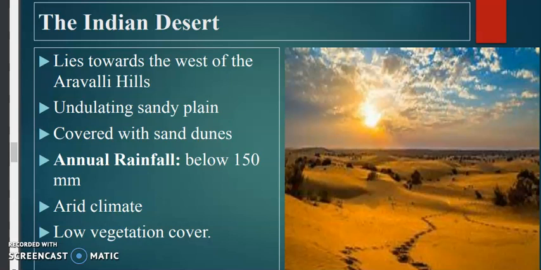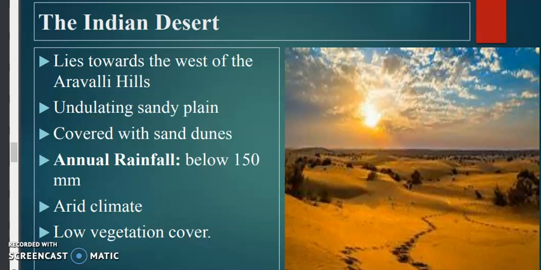The Indian desert is totally made of sandy plain, undulating sandy plain. If you see the soil of the Indian desert, it is sandy soil only. The entire Indian desert is covered with sand dunes. Now what are sand dunes? Sand dunes are small hills which are formed by sand only.